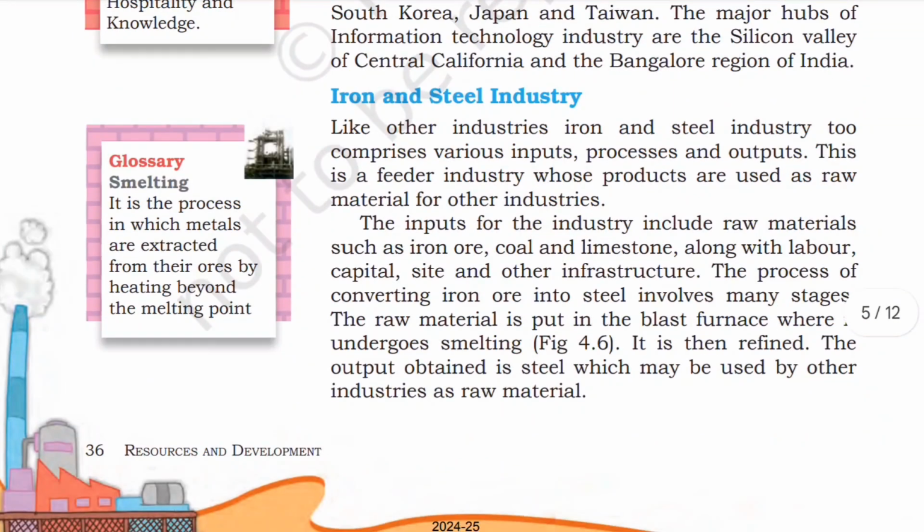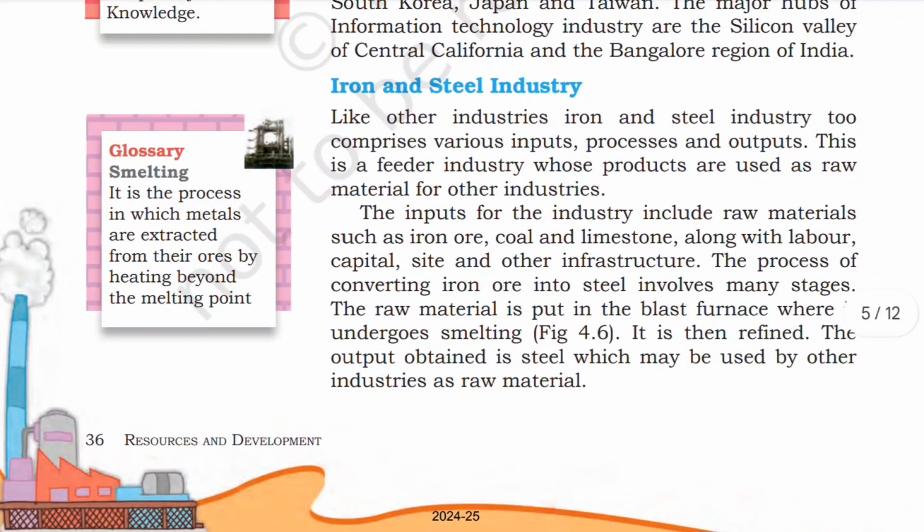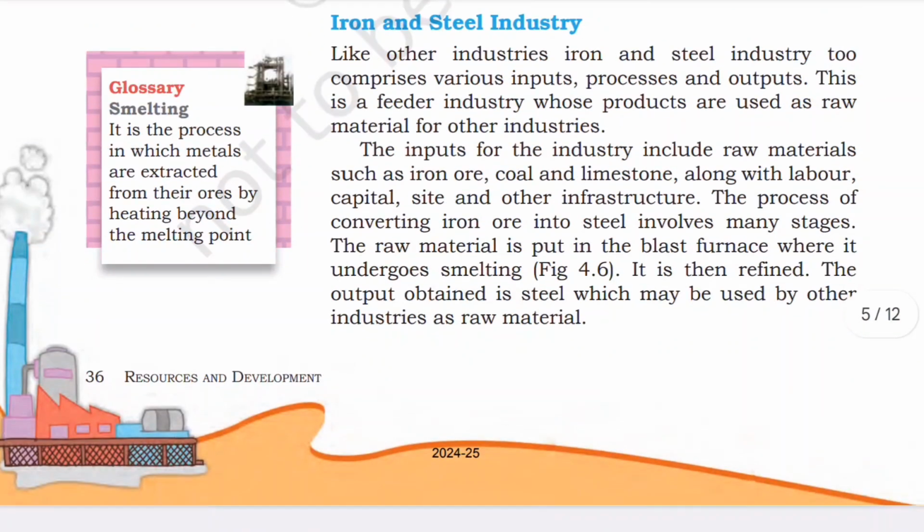Iron and steel industry. Like other industries, the iron and steel industry too comprises various inputs, process and outputs. This is a feeder industry whose products are used as a raw material for other industries. The inputs for the industry include raw materials such as iron ore, coal and limestone along with labor, capital, site and other infrastructure.